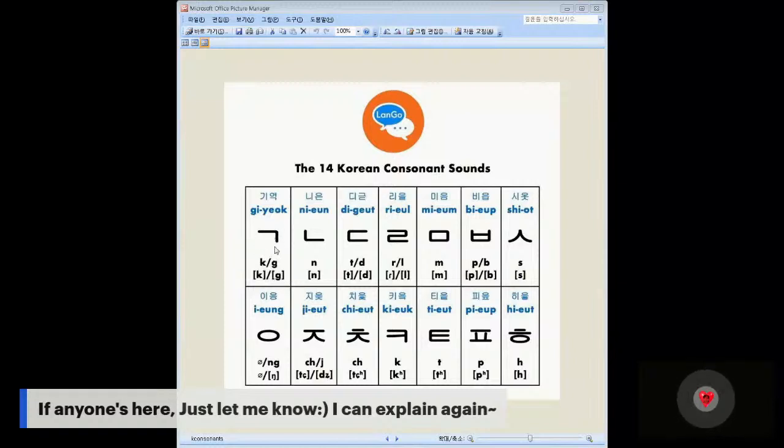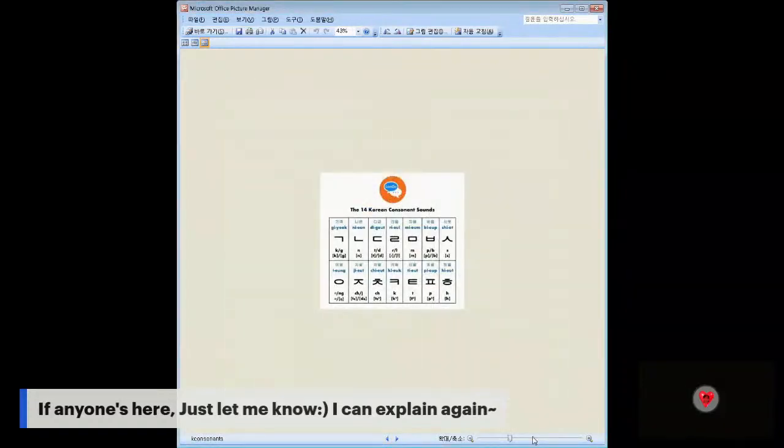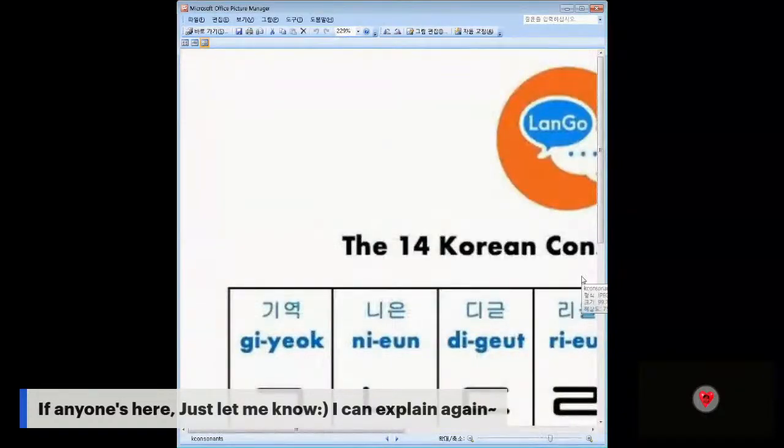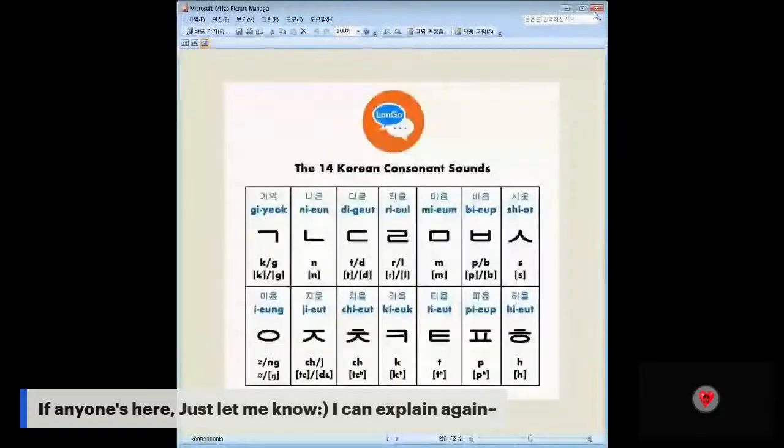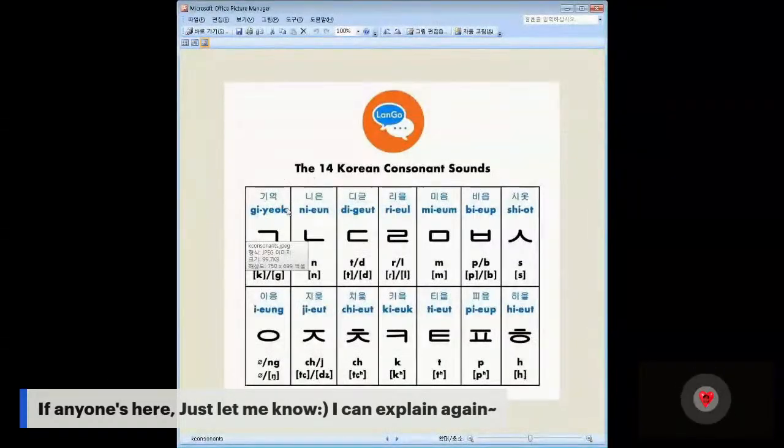If we see the first consonant, it's 기역. So 기역. 기역. 기역.